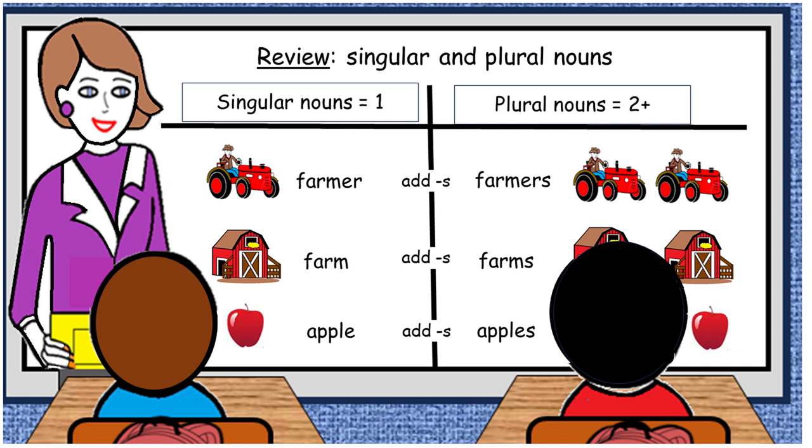Mrs. Smart starts by reviewing with students that a singular noun is one noun and a plural noun is more than one noun. Next, she reminds students that most nouns are made plural by adding an S, as in the nouns farmers, farms, and apples.